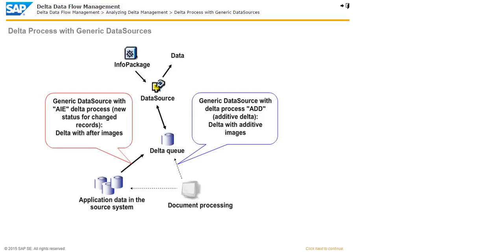With delta type additive delta, the record to be loaded only returns the respective changes to key figures for key figures that can be aggregated. The extracted data is added in SAP BW. With delta type new status for changed records, each of the records to be loaded returns the new status for all key figures and characteristics. The values in SAP BW are overwritten. Data sources with this delta type can write the data to DSOs and master data tables.